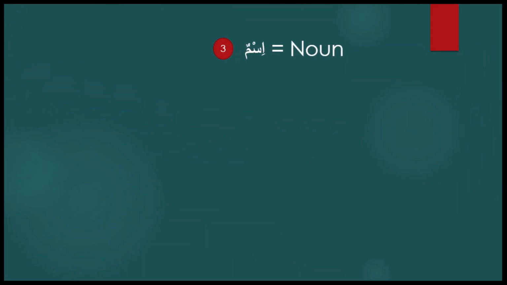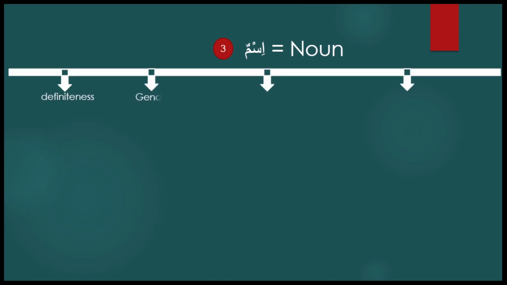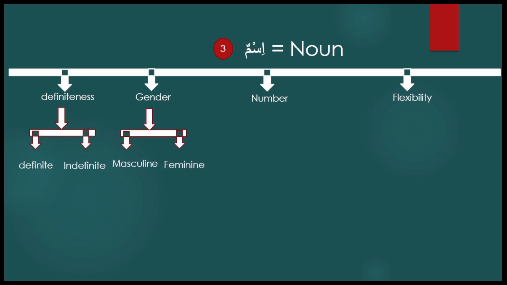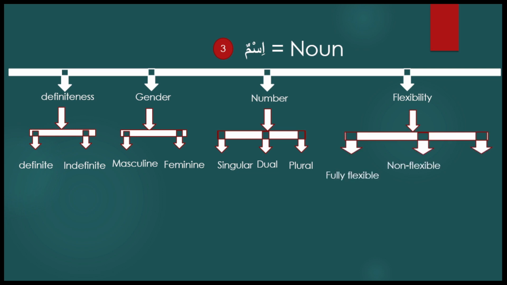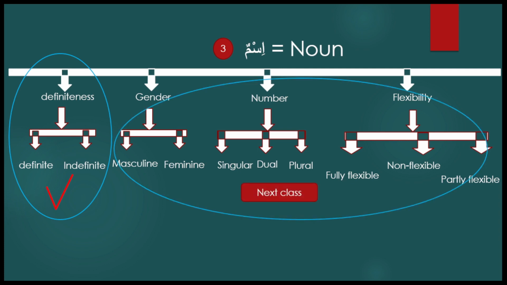Now we will discuss about Ismun, noun. In Ismun noun, we have definiteness of noun, gender of noun, number of noun, and the flexibility of noun. Definiteness means definite and indefinite noun. Gender means masculine and feminine gender. Number is singular, dual and plural. Flexibility means fully flexible, non-flexible, and partly flexible. So today we will discuss definiteness of noun, and the other parts will be discussed in our next lessons, inshallah.